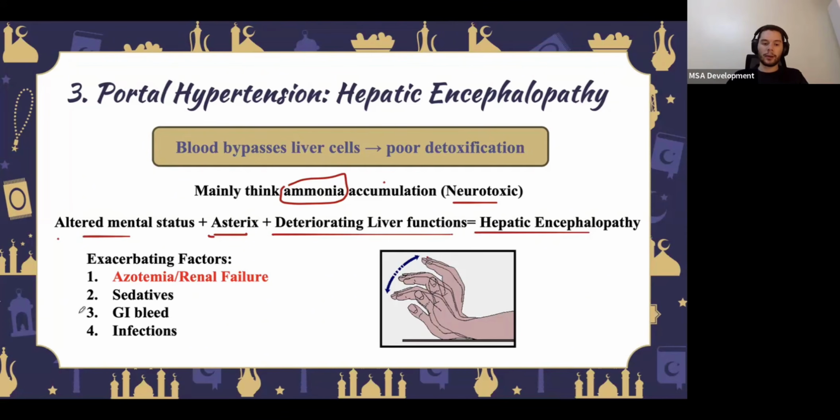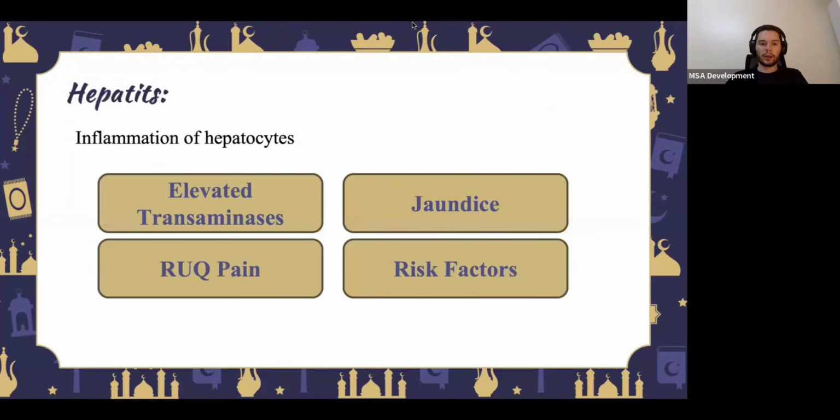Now, there are certain exacerbating factors, and unfortunately, we got asked about one as well last year, and that would be azotemia or renal failure, and this would exacerbate your hepatic encephalopathy. Other causes would be sedatives, GI bleeding, infections. So if you have to remember one, remember the most common, which is azotemia or renal failure. And now this has been for your hepatic encephalopathy.